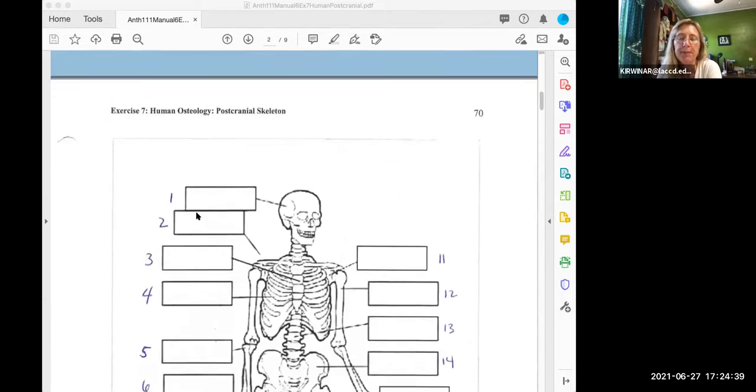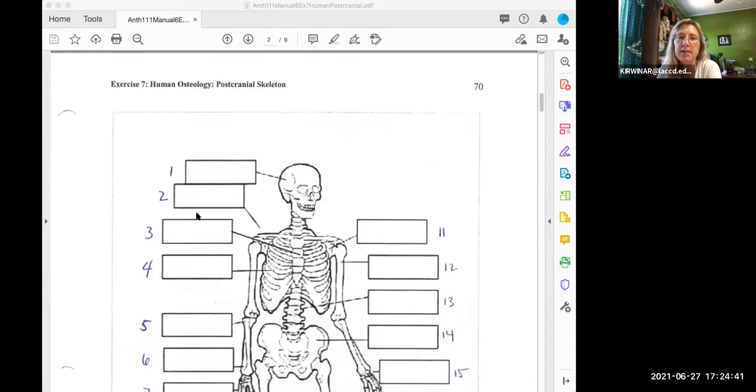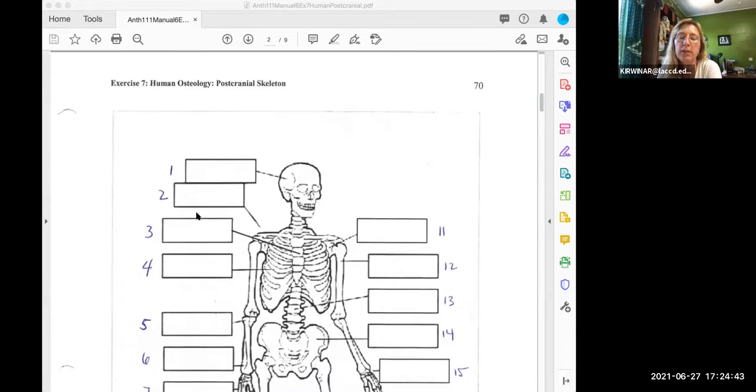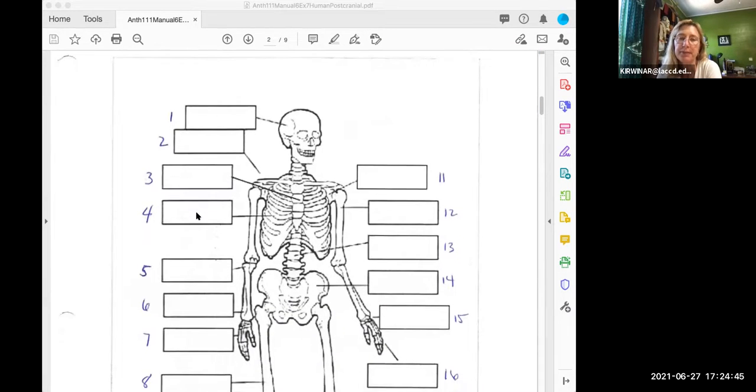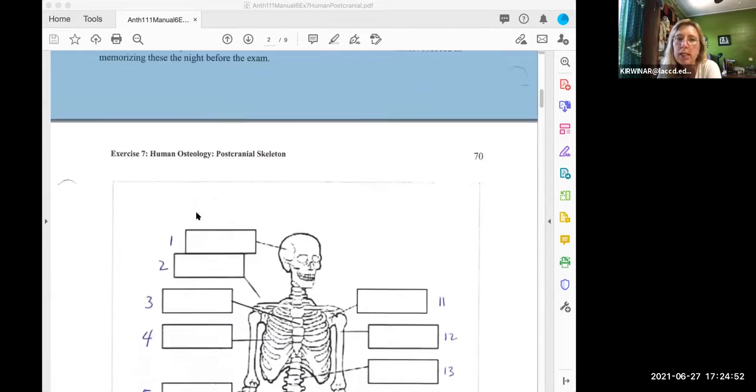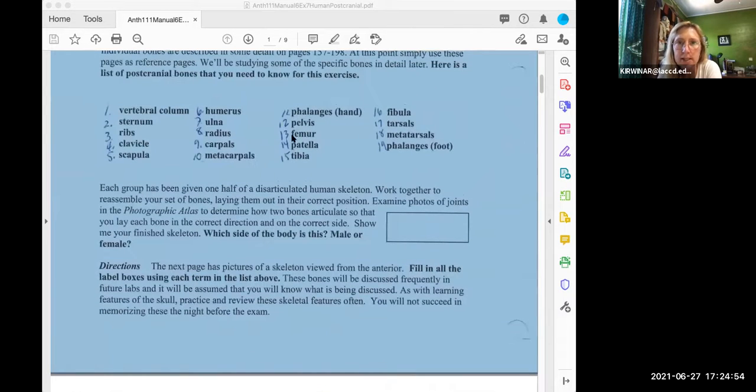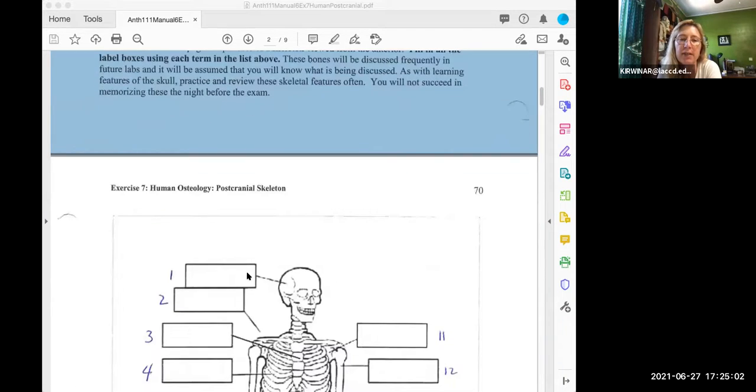Okay, so your job on page 70 is to label each bone. We'll begin with number 1. Tell me you know what that is. You're like, whoa, the parietals? What part of it? Okay, so look in this list. What does it say? Postcranial bones. Well, it's a skull. So there you go. That's the skull.